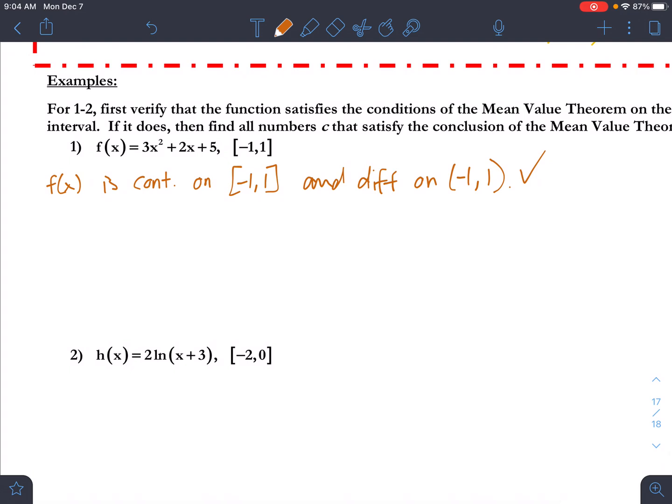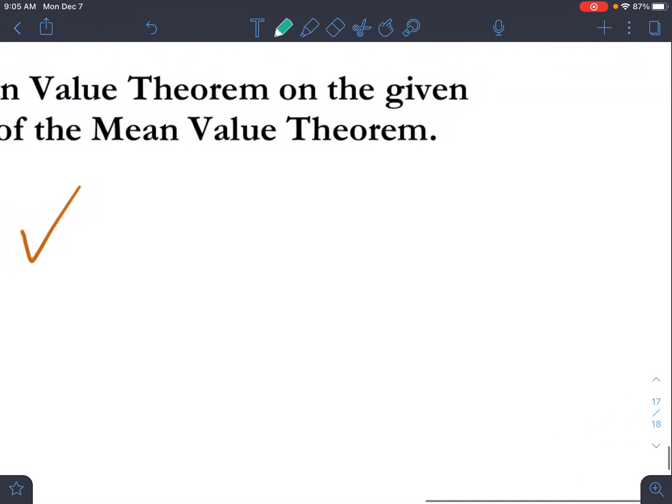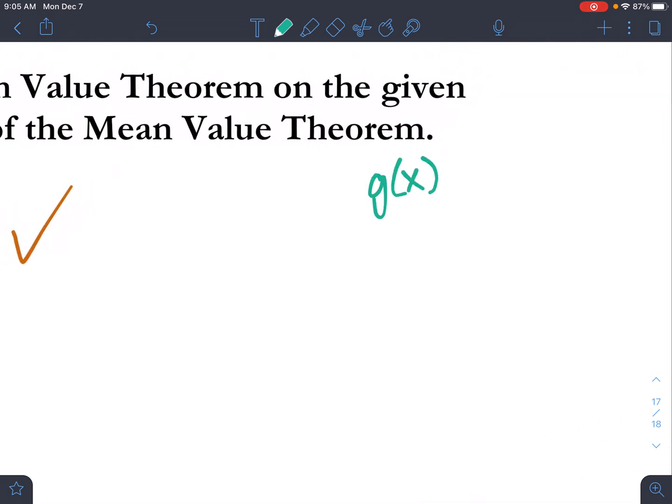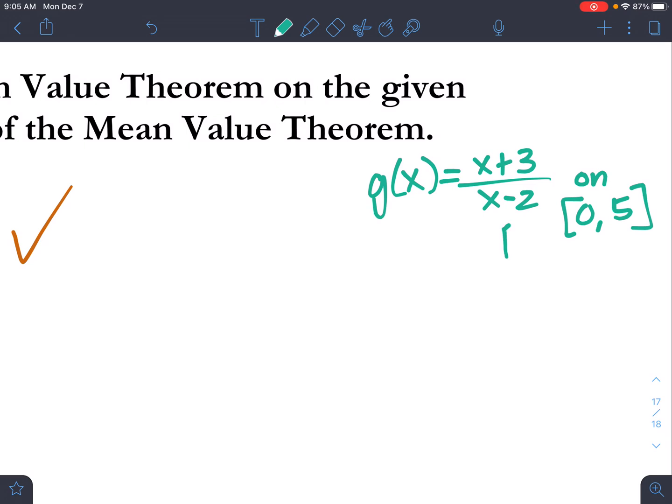If you're wondering how you would know when a function doesn't satisfy one of the requirements, I'll give you a little counterexample. What if I gave you g of x equals x plus 3 over x minus 2 on 0 to 5, or something like that. Can you use the MVT here? Well, it's discontinuous at 2. It has a vertical asymptote at x equals 2. If we plugged it in, it'd be undefined. So since it's discontinuous at x equals 2, and 2 is in the interval 0 to 5, the mean value theorem doesn't apply.